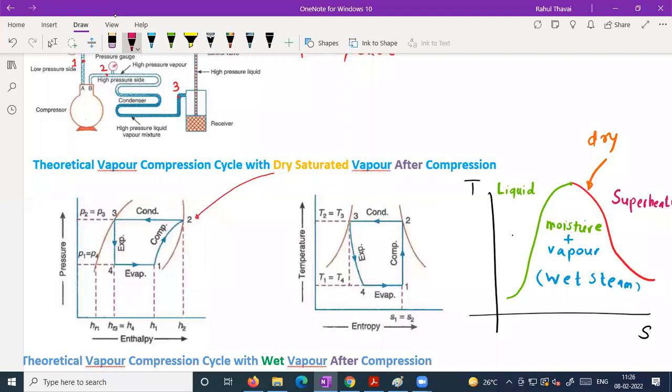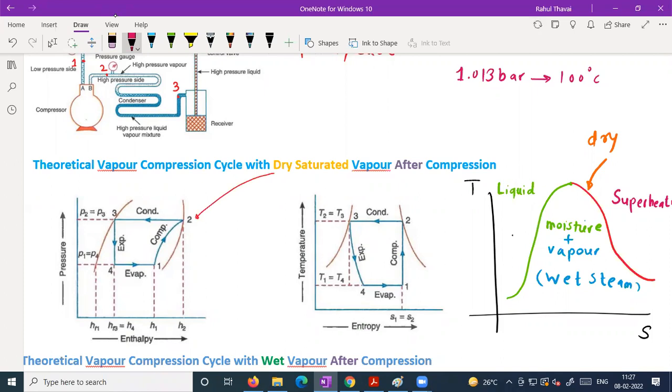Now, atmospheric pressure. What is atmospheric pressure? 1.013 bar. Try to understand. At one atmospheric pressure, that we call 1.013 bar, the water will boil at 100 degrees Celsius. Water will boil at 100 degrees Celsius because atmospheric pressure is 1.013 bar. So if you take water and start heating it, water begins to boil at 100 degrees Celsius. But if you heat the water above 100 degrees Celsius, then steam is said to be superheated.